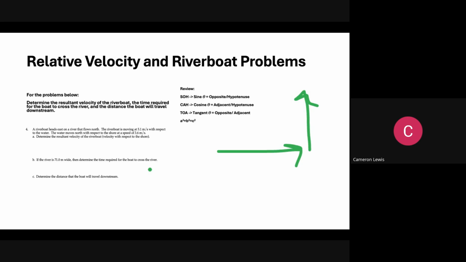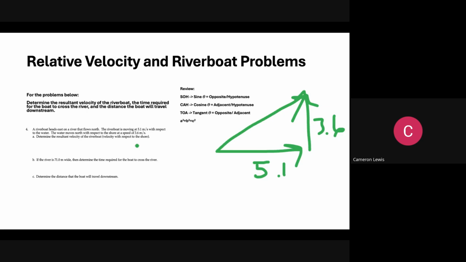The riverboat is at 5.1 and the water is at 3.6. We want to find the direction of the resultant velocity of the riverboat. So here, we got our triangle, same thing. How will we find this third side real quick? A squared plus B squared equals C squared.